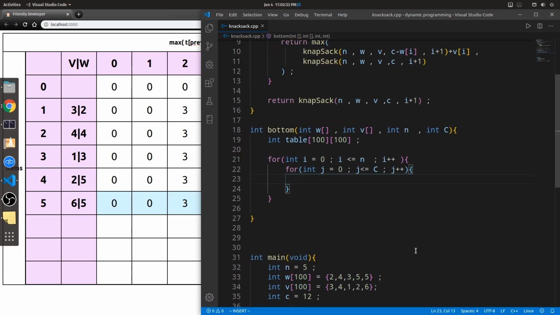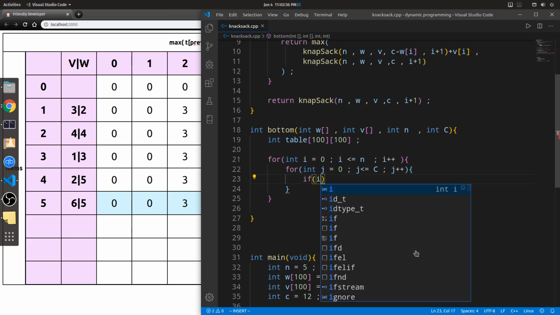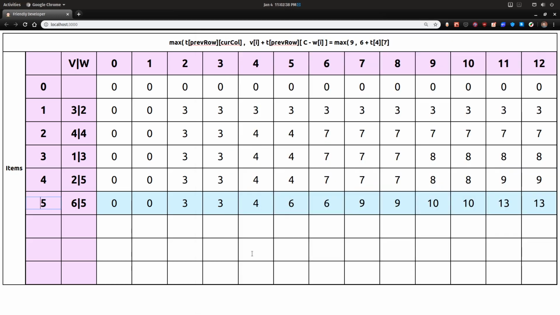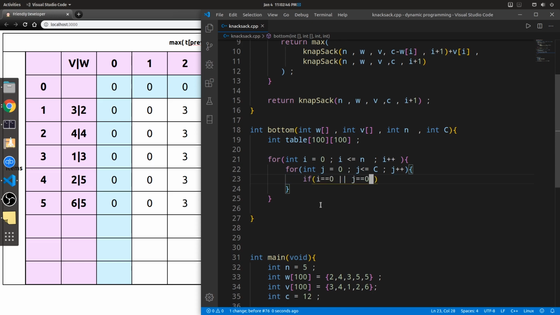So the initial condition: whenever my i or j is 0, as you can observe in this problem, if either j or i is 0, we cannot include any item, and that's why the value is 0. So the table value will be 0.